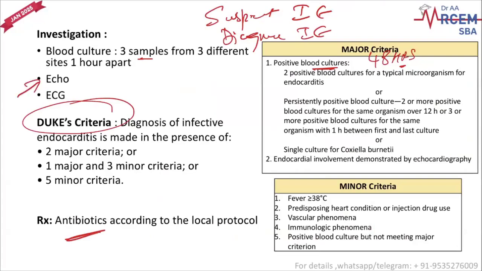Along with it, you might get an echo scan done. Echo scan is very helpful because you can see the vegetations.